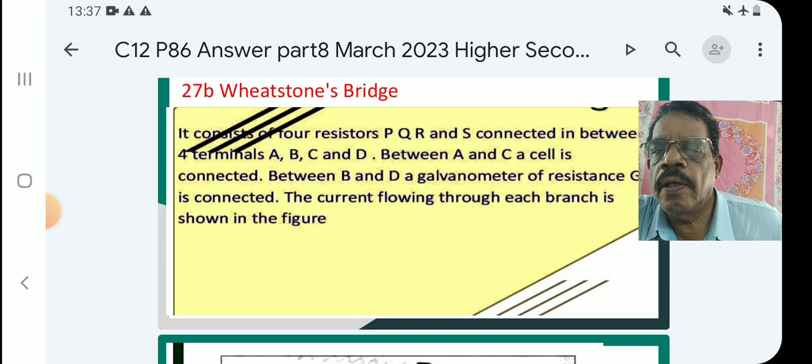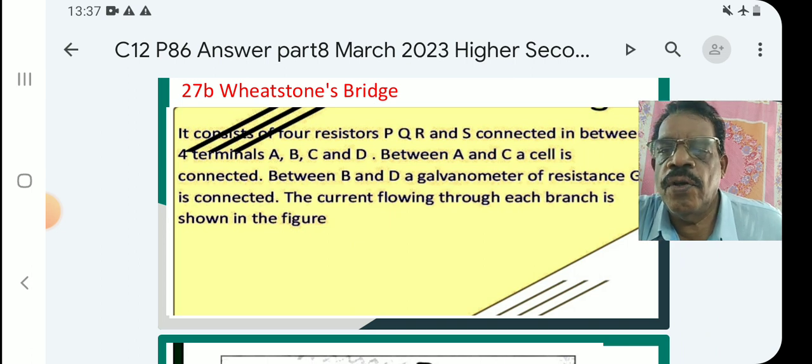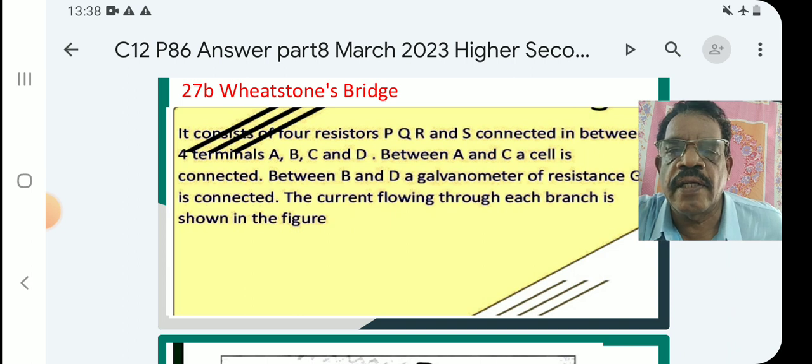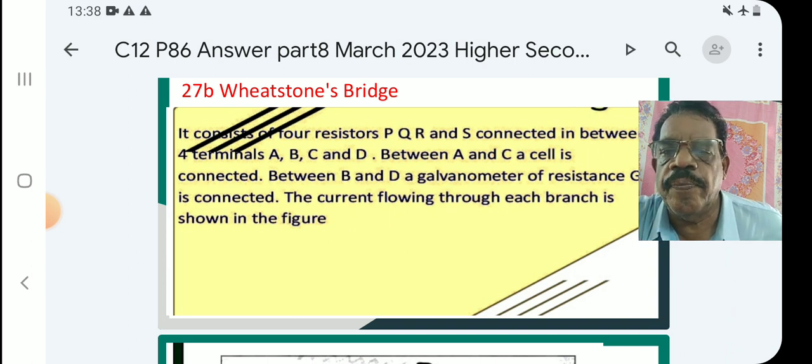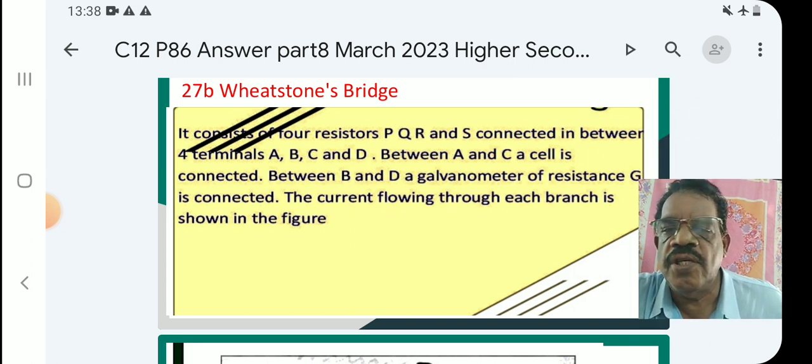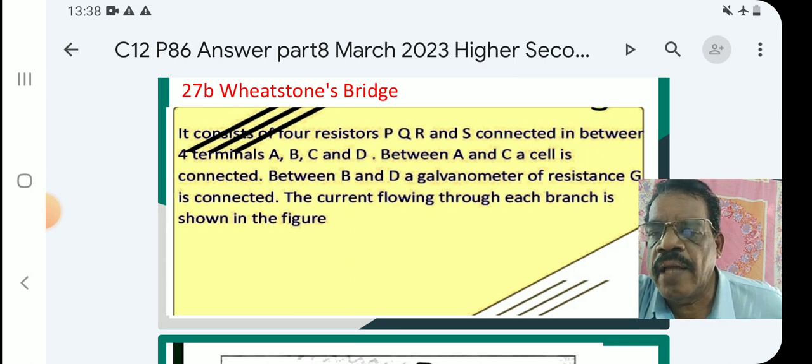It consists of 4 resistors P, Q, R and S connected between 4 points, 4 terminals A, B, C and D. Between A and C, a cell is connected. Between B and D, a galvanometer of resistance G is connected. There is also a key. The current flowing through each branch is shown in the figure.